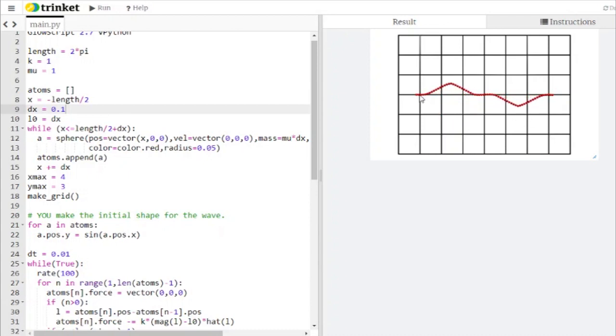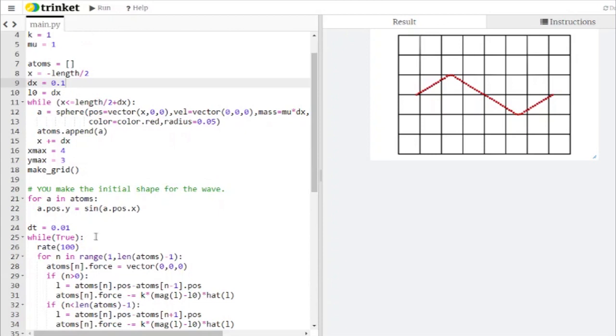But when you think about this, the atoms in a string or in a sound wave or something are much closer together than this, and so that's why you do get smooth waves in real life, is because the atoms are really, really, really close together. But the fun part for this is you can set this initial shape to be anything you want.